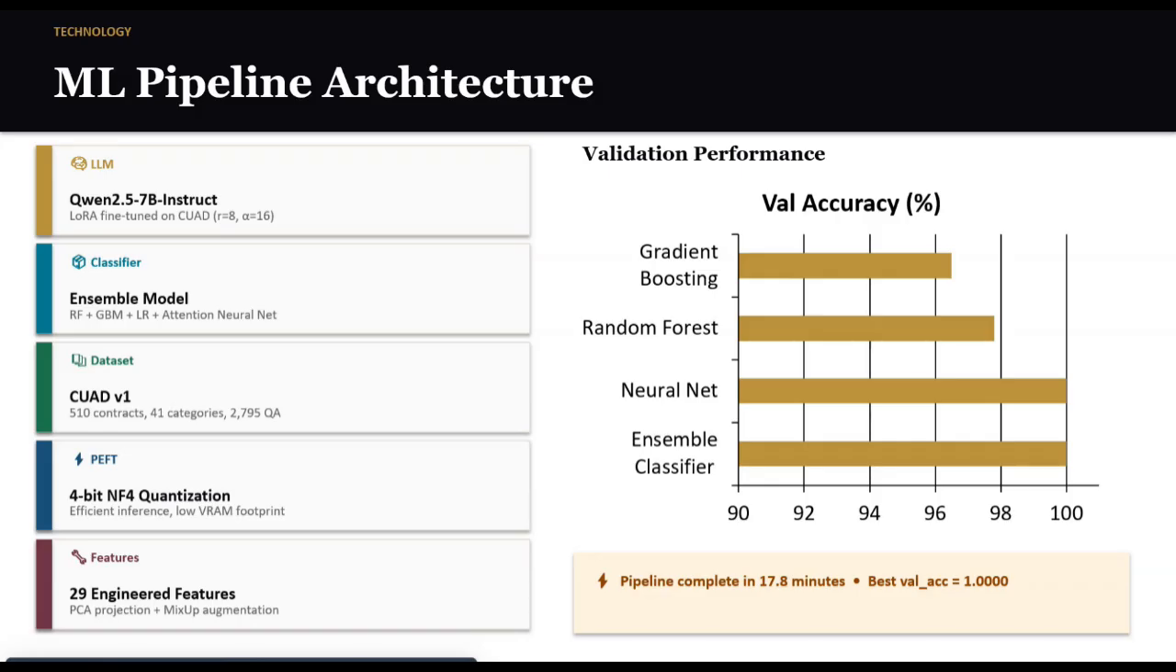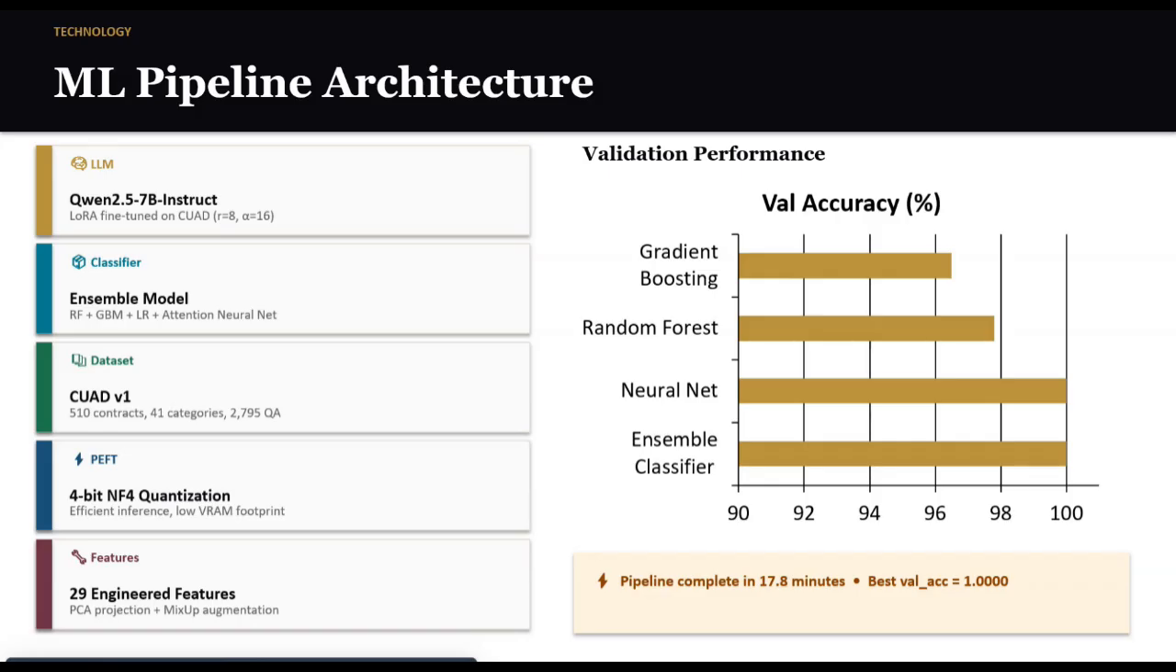random forest, gradient boosted trees, linear regression, and of course the attention neural network. Then you also have the dataset, which is the CUAD version 1 with 510 contracts, 41 categories, 2,795 QA respectively. Then you have the PEFT, the 4-bit NF4 quantization, which is efficient for inference with low VRAM footprint. The features involved are 29 engineered features, PCA projection, mixup augmentation.